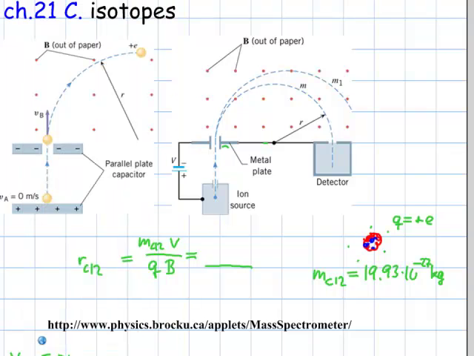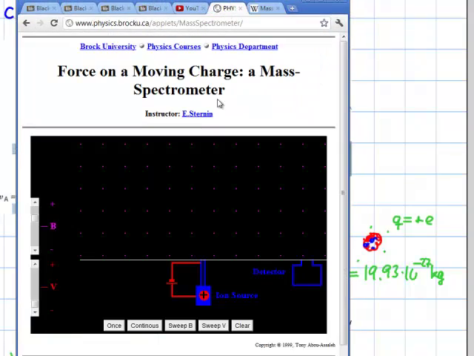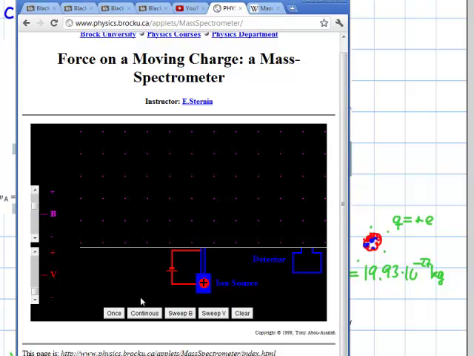I did find one animation for that. Let's see, I think it's this one. There we go. So here is a positive particle that is coming out, and there's a certain voltage here, negative apparently, so the positive particle will be attracted, and then there's a certain magnetic field coming out of the paper, and then I shoot it here, and there it is.